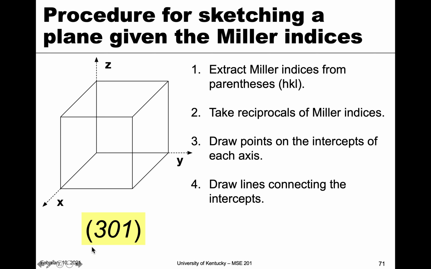So let's say we have the 301 plane, and we want to sketch it in a unit cell. The steps we're going to use are to extract the indices from the parentheses, take the reciprocals, draw the points where the intercepts happen, and then draw lines connecting the intercepts to draw our plane. So more or less the exact opposite of what we've done for determining.